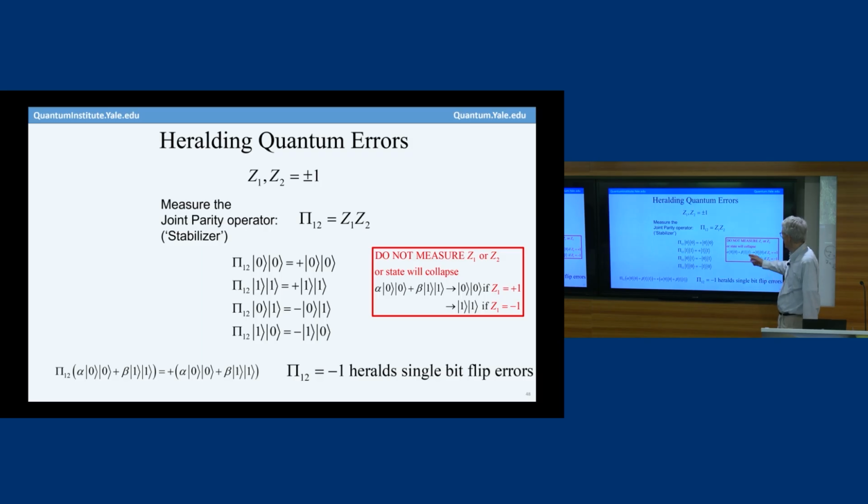Why? Because if I'm in this superposition and I measure just Z1, never mind Z2, and I get +1, this part of the state's inconsistent with that. It collapses away because that would have given -1. And so I lose alpha and beta. I just get 0, 0. The state changes. If the measurement result is -1, it collapses to this. And again, I've lost alpha and beta. If I measure each of these, I get 2 bits of information. That's much more than I want. I want only 1 bit.